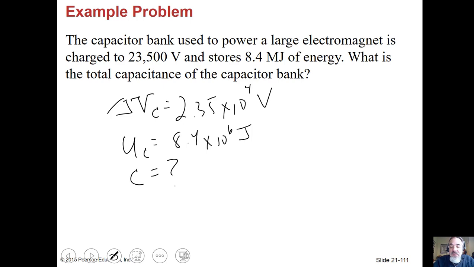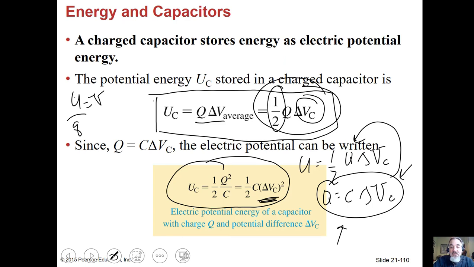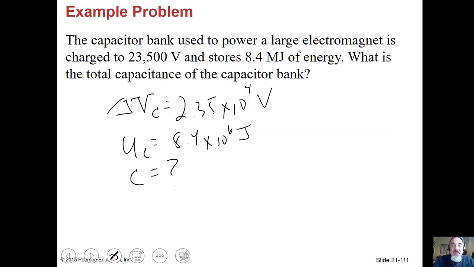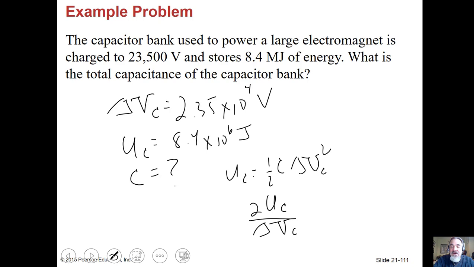Okay, so let's go back to the previous slide. We have voltage and energy. We want the capacitance. So here's energy and voltage. We're looking for the capacitance. So energy is 1/2 C delta V across the capacitor squared. Okay, and then the only thing that we don't know in the formula is the C. So this would be 2 times the energy in the capacitor, I'm multiplying both sides by 2, divided by delta V across the capacitor squared. That would give me the capacitance.